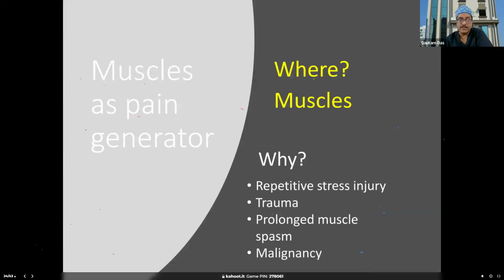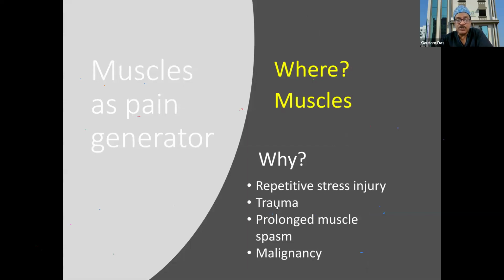Muscles, again, muscle is one of the very common causes. And as I was mentioning, the newer researchers are telling the incidence of muscle pain, myofascial pain, might be a little more than what was there in the earlier studies. So why can the muscles be a source of pain? It can be because of repetitive stress injury. It can be trauma. That means, sometimes you're sitting all the time in the same posture.